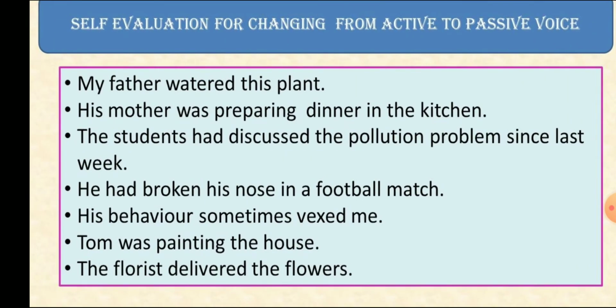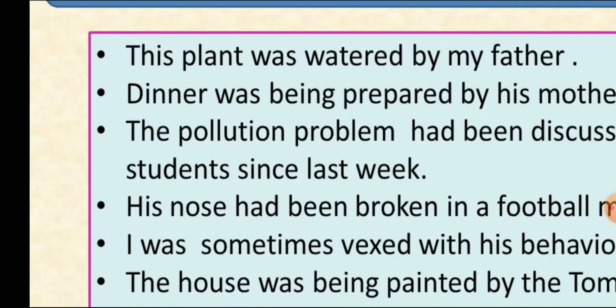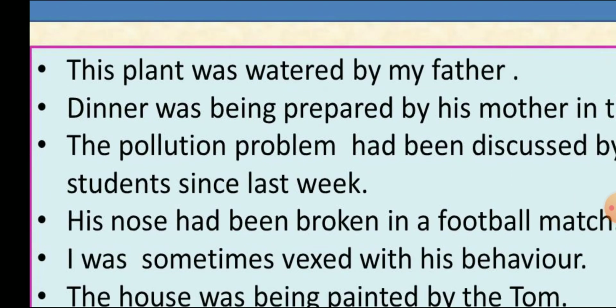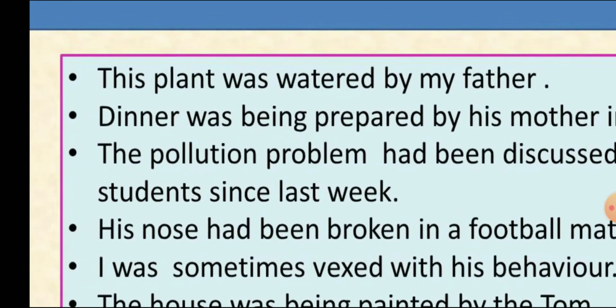Next, his mother was preparing dinner in the kitchen. His mother subject and dinner object, was preparing. So it is the verb. Here it is in past continuous tense. Whenever we see ing, we can say that it is continuous tense. Here the be verb is was, so it is in past form. So it is past continuous tense. How we have to change it means interchange the subject and object. Dinner was being prepared by his mother in the kitchen.